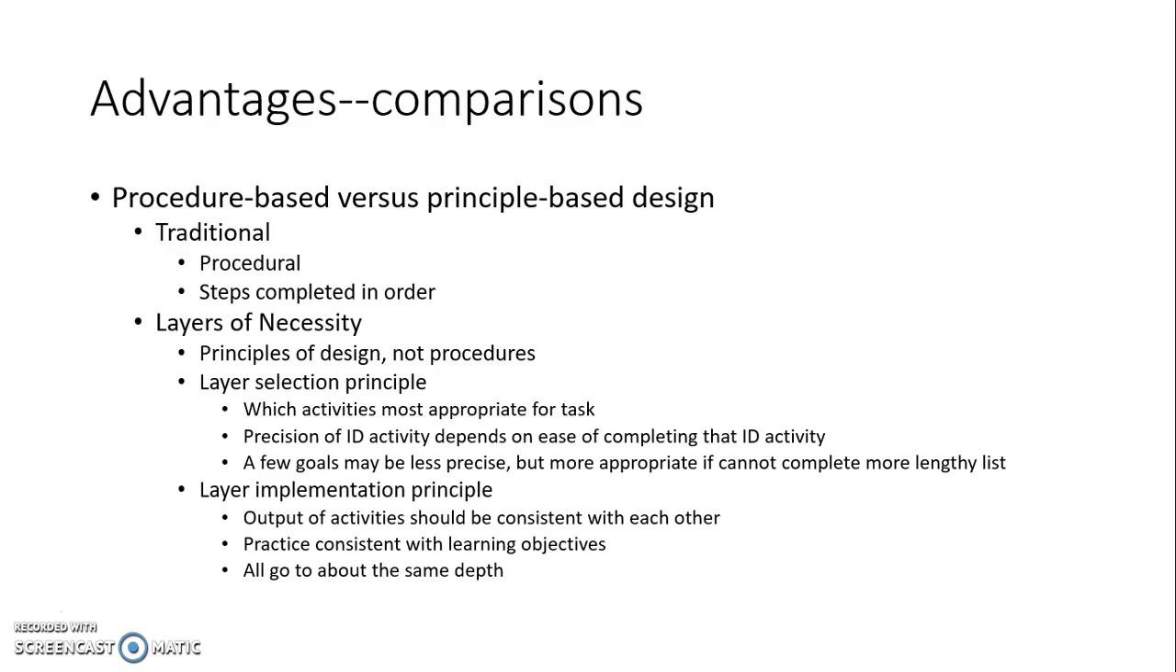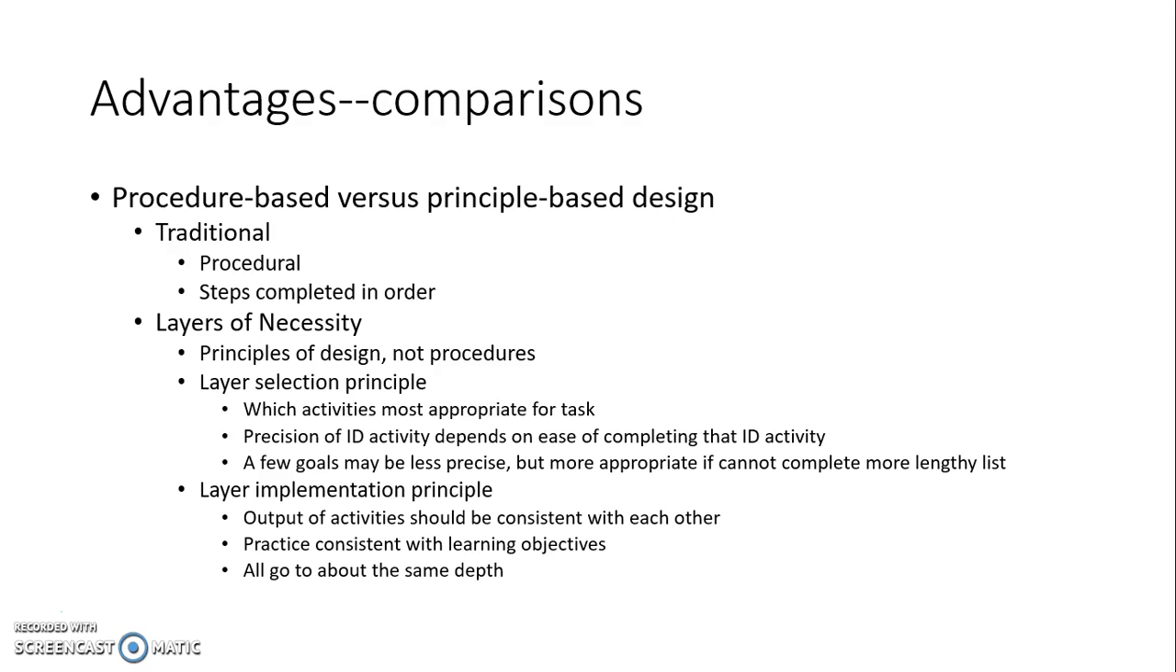The authors lay out two main principles: a layer selection principle, where we are selecting activities that are most appropriate for the task. They're saying that the precision of the design activity depends on the ease of completing that activity. So in other words, a few goals might be less precise, but it could be more appropriate for the task if we can't complete a more lengthy list.